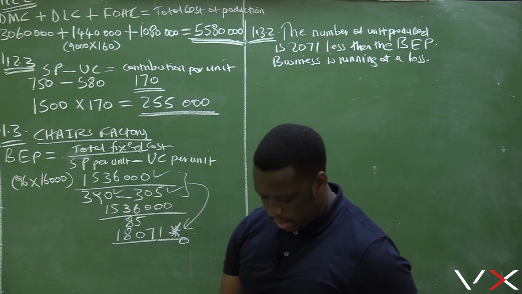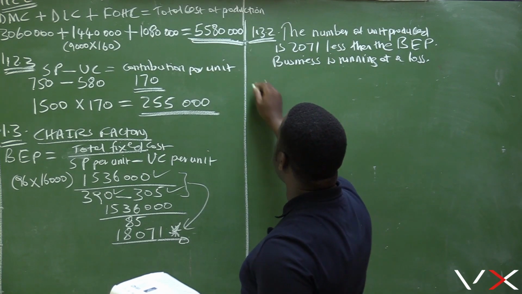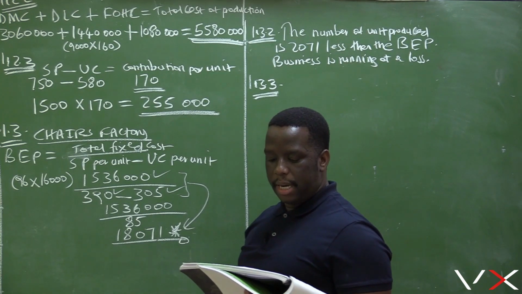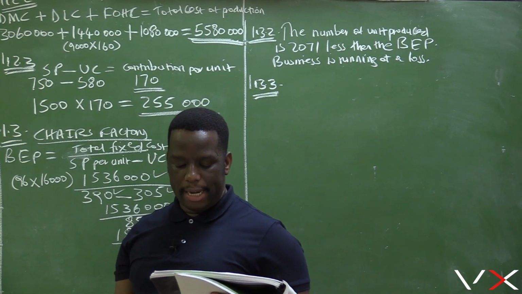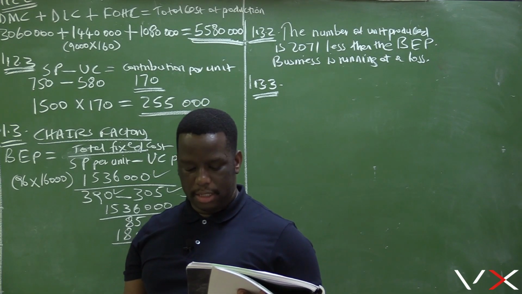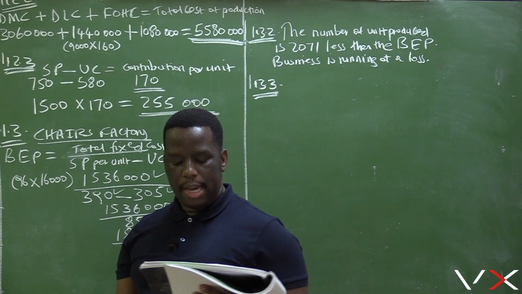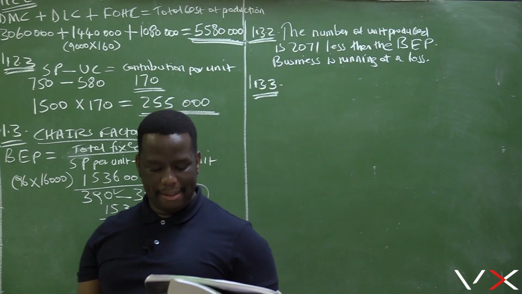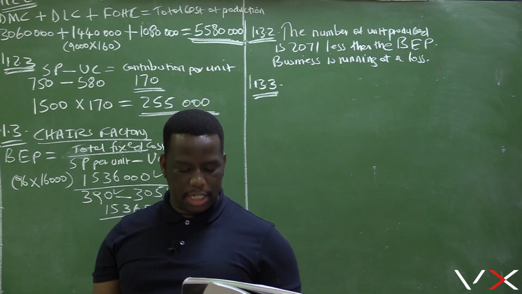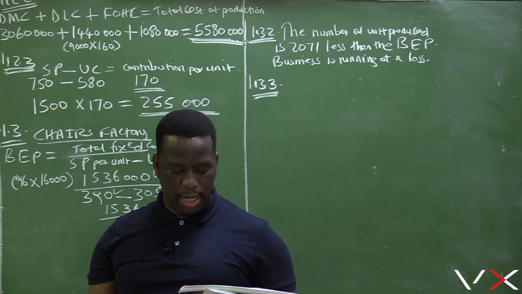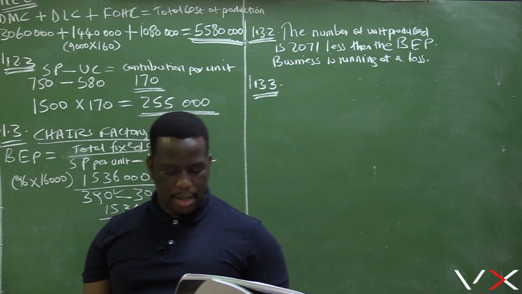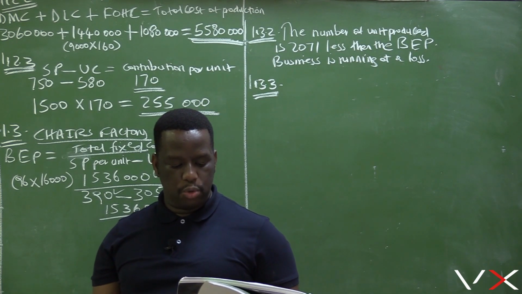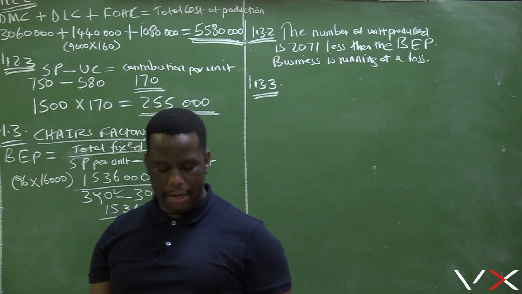1.3.3. Raw material consists of wood only. In 2019, the cost is R1.20 per square meter, and 1.2 square meter of wood is needed to make one chair. So raw materials consist of wood only. So we are only using wood to produce these chairs, and the cost is 120 per square meter, and 1.2 square meter of wood is needed to make one chair.